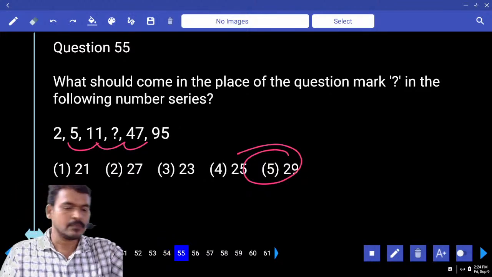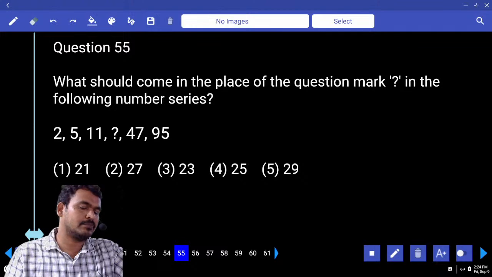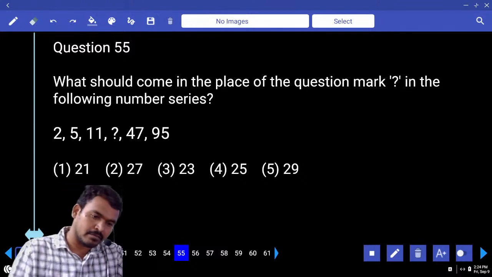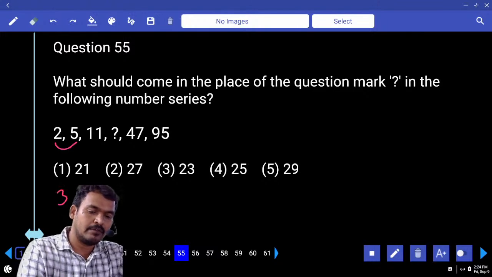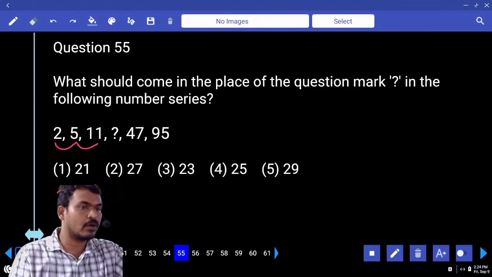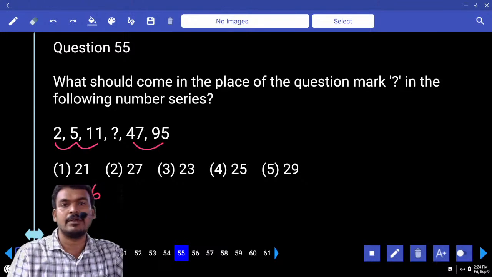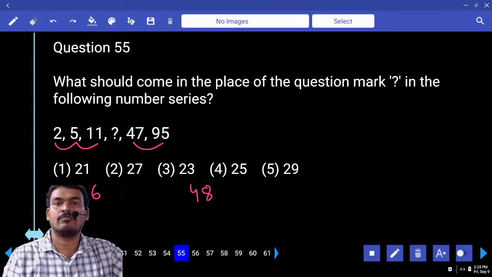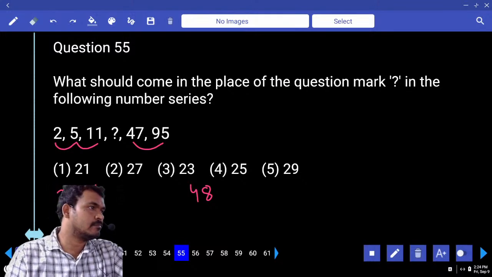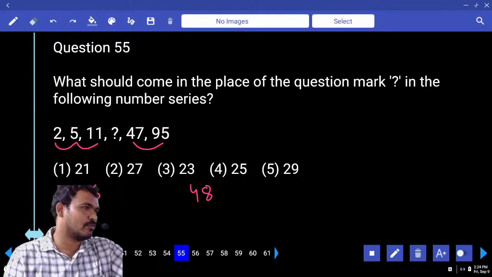55. 2, 5, 11, something, 47, 95. 2 to 5, what is the difference? 3. 5 to 11, or not? Okay. What is the 47 and 95 difference? 48, or not? 48, or not?